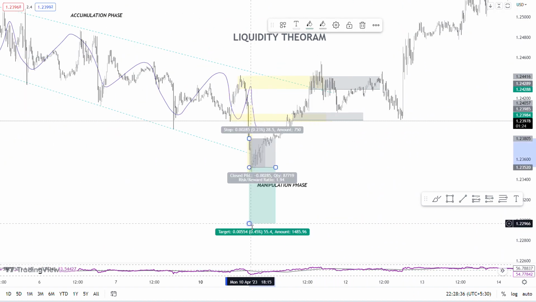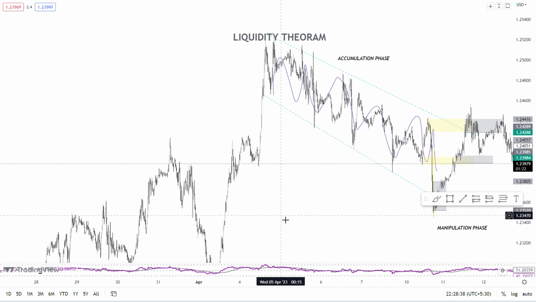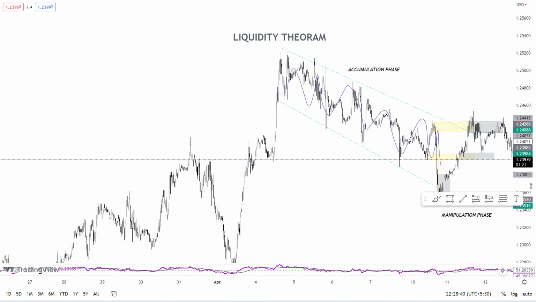This is how the liquidity cycle works. This is just 20% knowledge of the liquidity cycle I use. I already teach the 100% to my mentorship students.